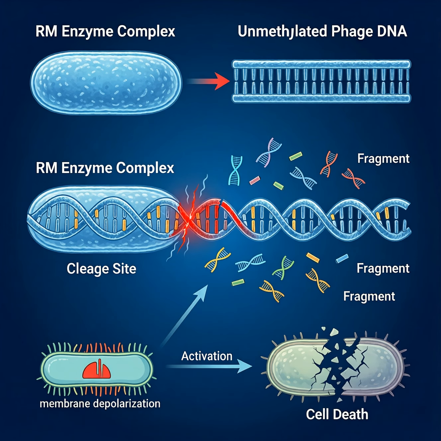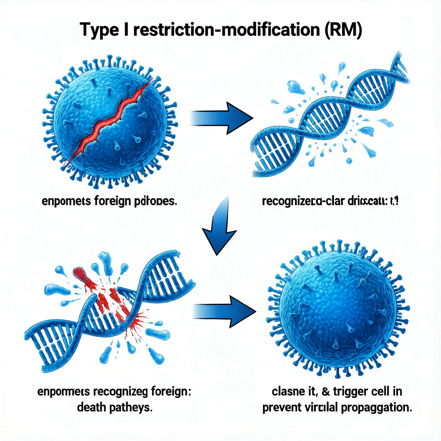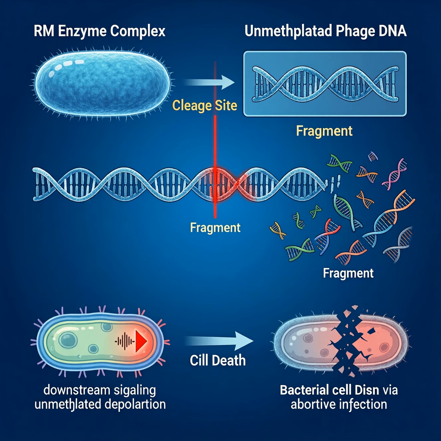The type I restriction-modification complex patrols the bacterial cytoplasm for foreign DNA. It consists of a methyltransferase that marks host sequences and a restriction endonuclease that scans for unmethylated motifs. When an incoming phage genome enters, the complex recognizes its unmethylated recognition sites. The restriction enzyme then cleaves the viral DNA at defined positions, generating double-strand breaks.